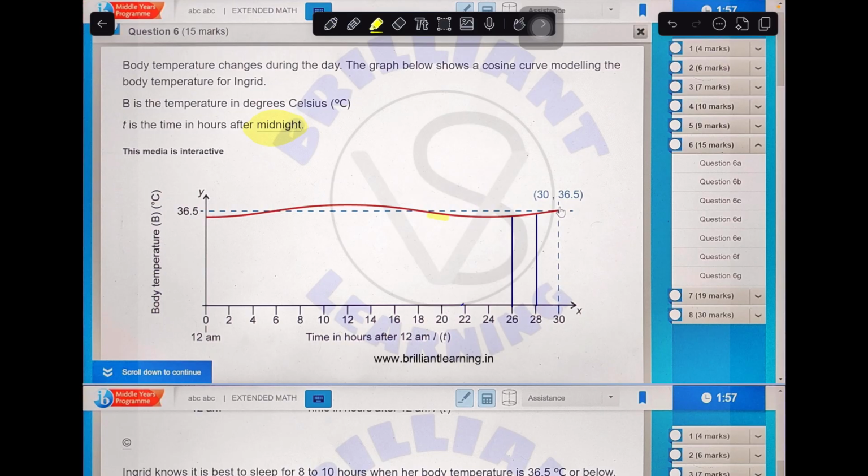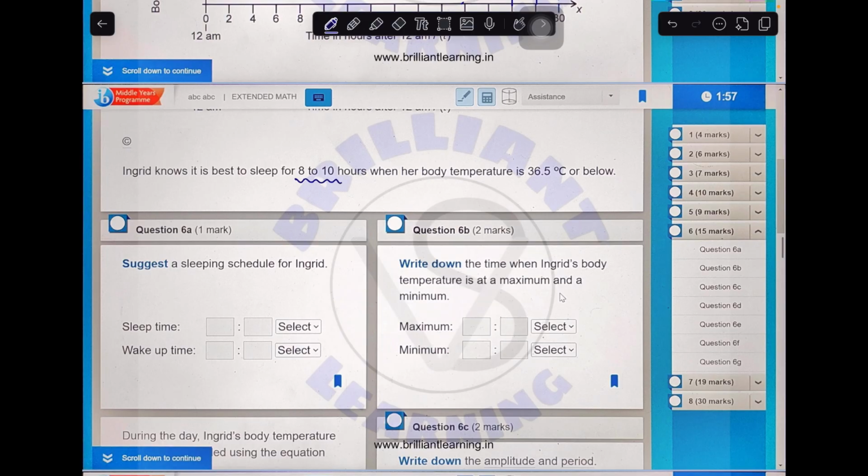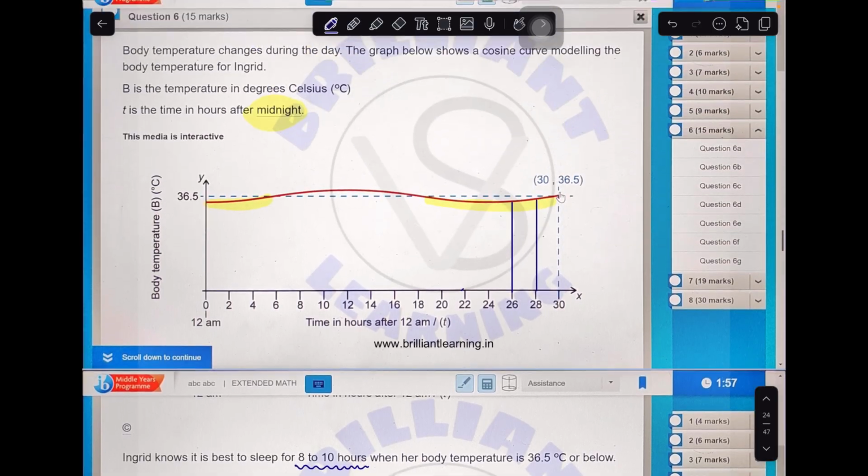Okay, so it's going to be in this region here and this region here. So the first question wants us to suggest a sleep schedule. We need 8 to 10 hours where we are falling below 36.5 degrees.